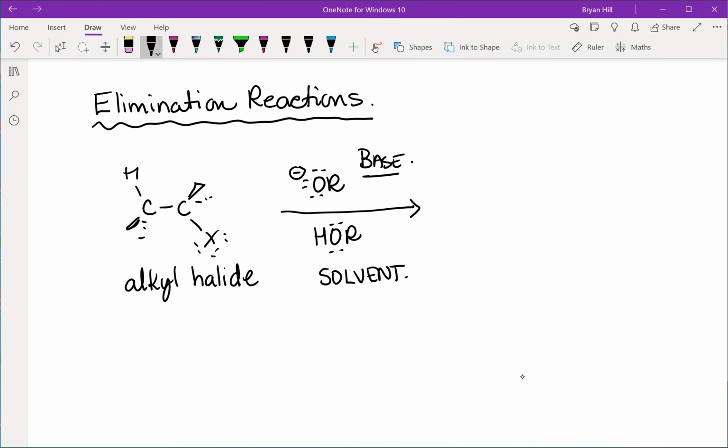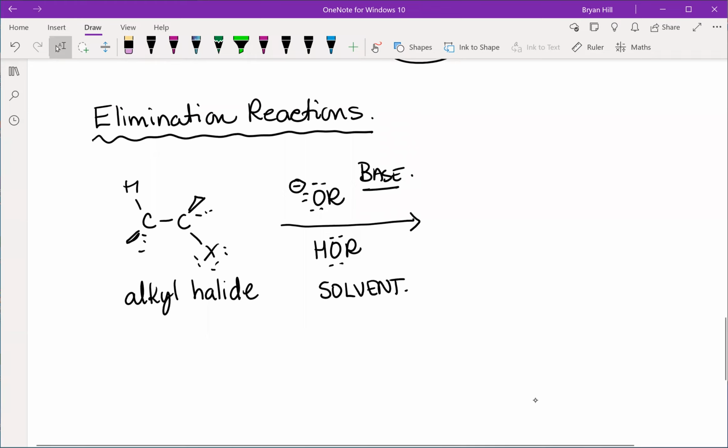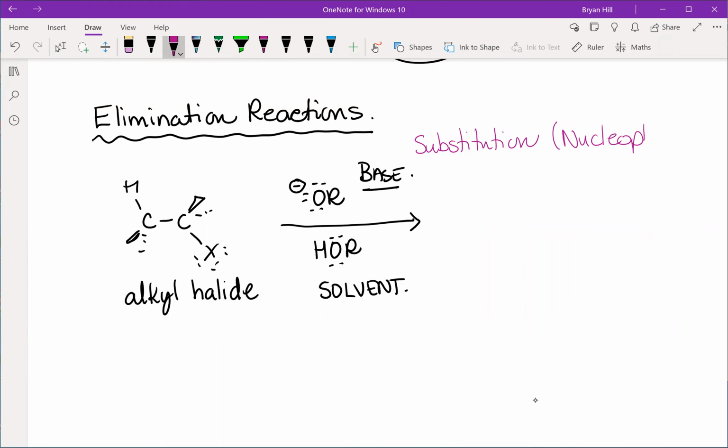And the main difference between a substitution reaction is that instead of a base for substitution, you have a nucleophile. And remember, nucleophiles are Lewis bases. So the components are very, very similar. The reactions, though, the actual products are quite different. So in a substitution reaction, of course, you substitute the nucleophile for the leaving group.